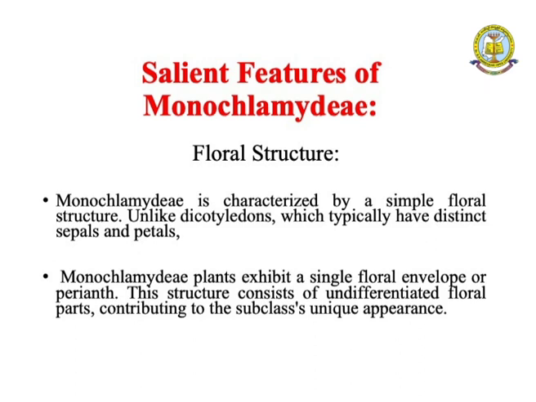The Monochlamydeae is characterized by a simple floral structure. This is also a dicot plant, but now you see these flower structures we are looking at. One row is sepals, the second is also sepals, both are united here, and we call that Monochlamydeae. Monochlamydeae plants exhibit a single floral envelope or perianth. This structure consists of undifferentiated floral parts, contributing to the subclass's unique appearance.